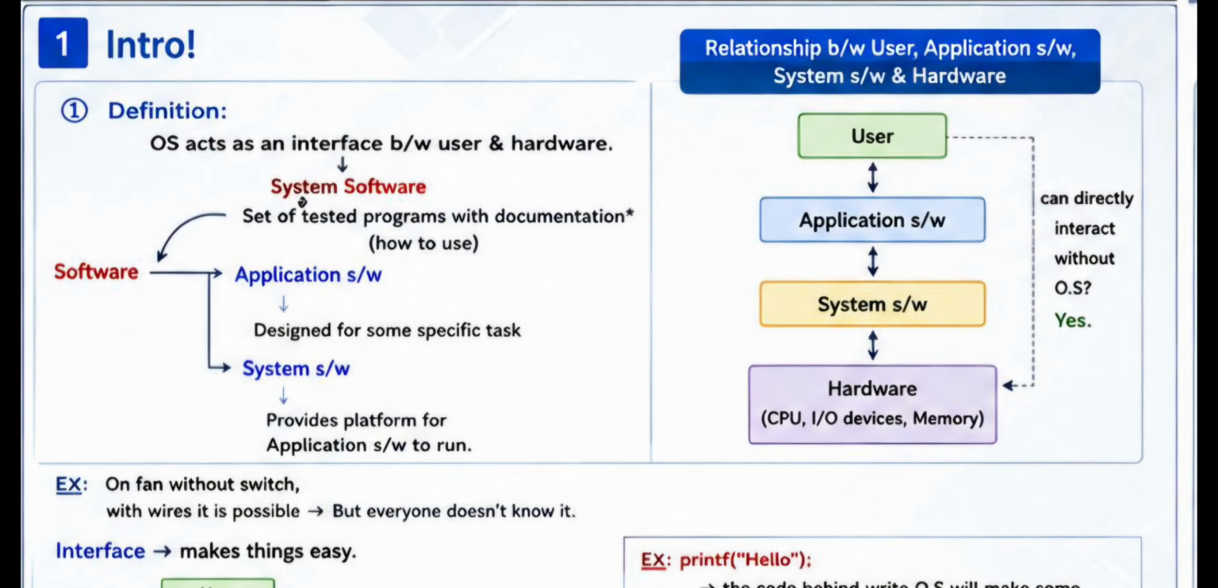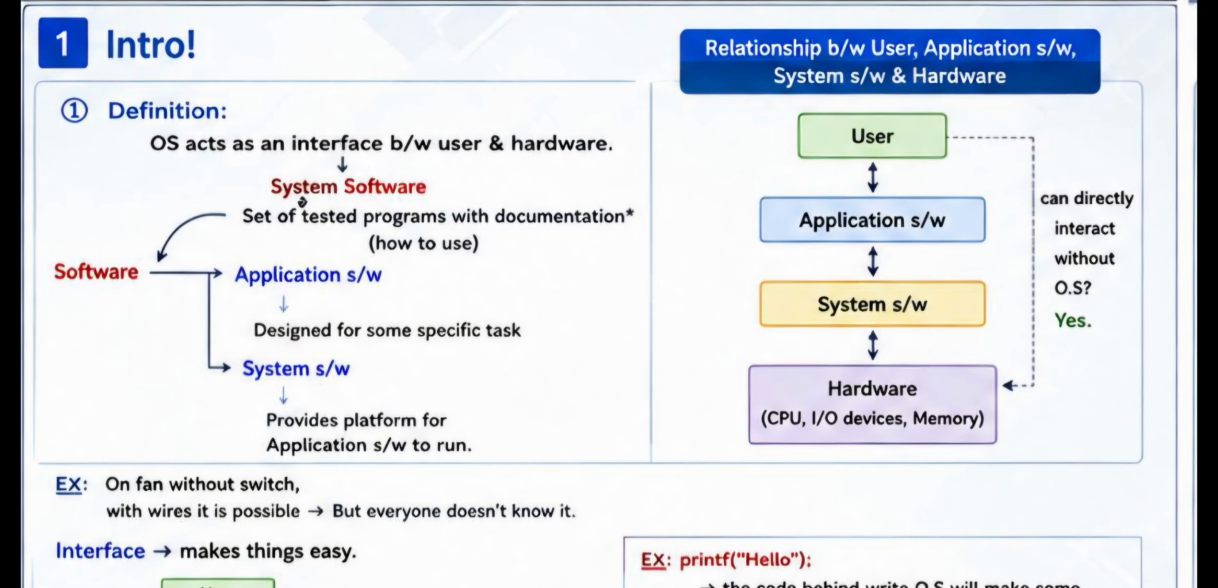Now, coming to this, an operating system is a system software. What do you mean by software? Software is nothing but a set of tested programs with documentation. Documentation means the directions of how to use it. So software contains some specific sort of programs with some indications of how we can use it.